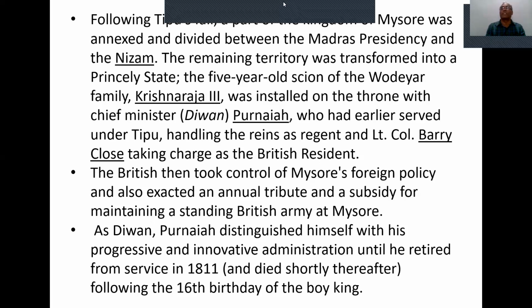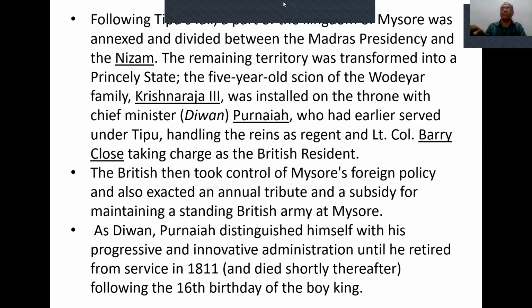Here also in the first stage, they are extending help, and in the later stage, they appoint a resident, and finally they take administrative control when they go in for investments in these princely states. That is the process in which the British have taken control of almost all the princely states in the Indian context. So the British then took control of Mysore's foreign policy, as I was telling you, and also exacted an annual tribute and a subsidy for maintaining a standing British army in Mysore.